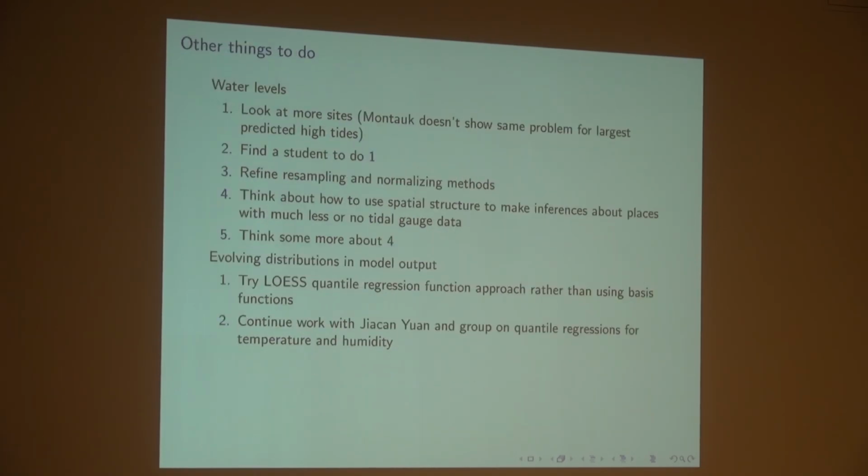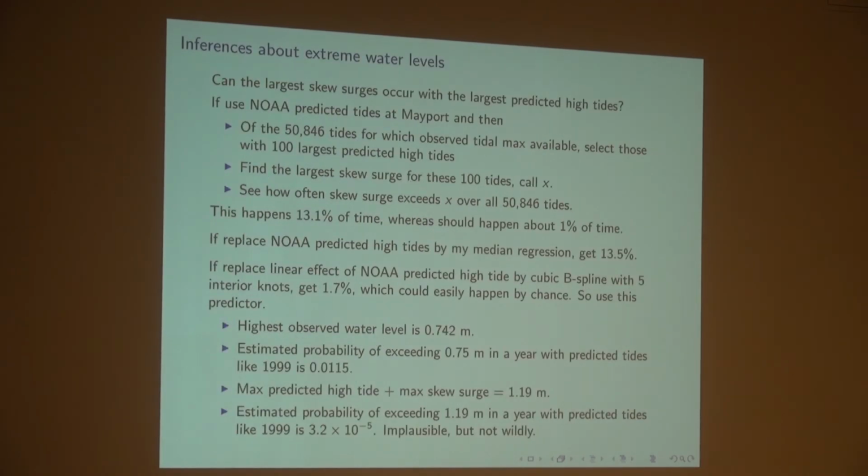Okay, so there's 3 more slides. We can try to use these to say something about the predicted high tides. Is it reasonable to add the biggest high tide with the biggest skew surge? Well, if you use either the NOAA predictions or the predictions that I've shown you, that's not true. It's pretty clearly the case that both the NOAA prediction and the prediction I show you over-predict the highest predicted tides. If you make a correction for that, you actually get something that's pretty reasonable.